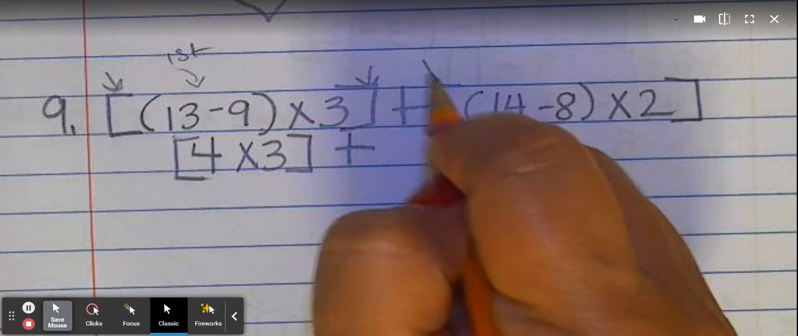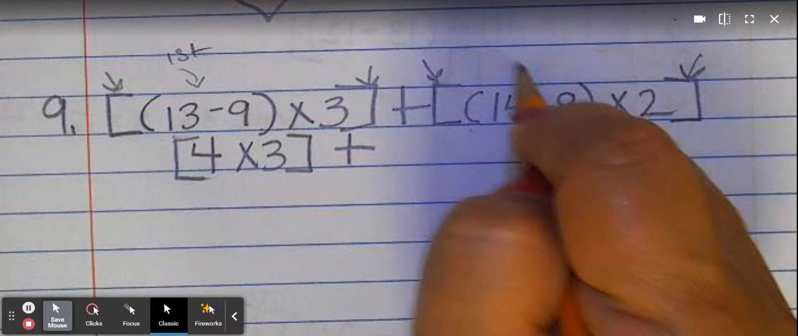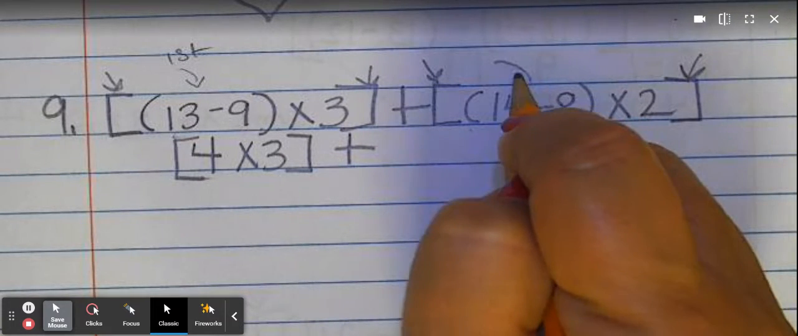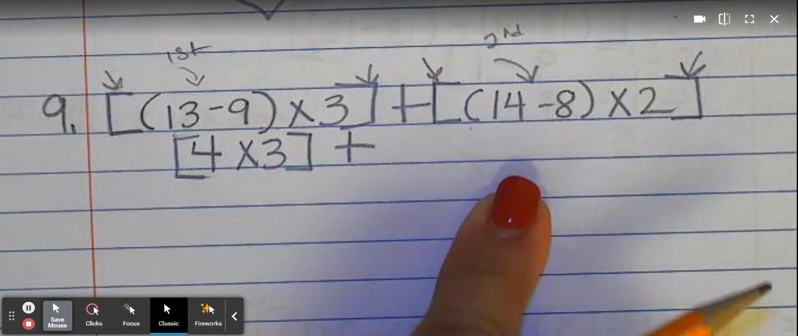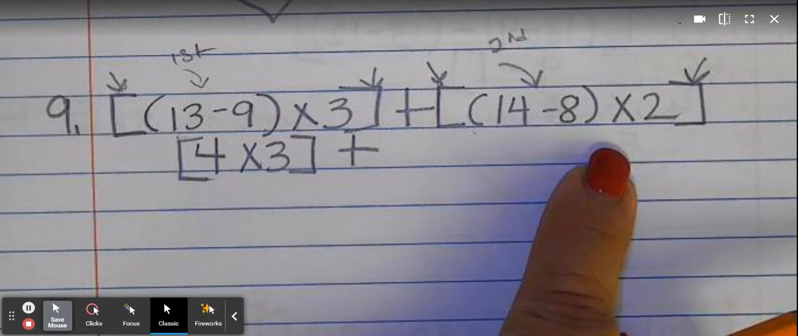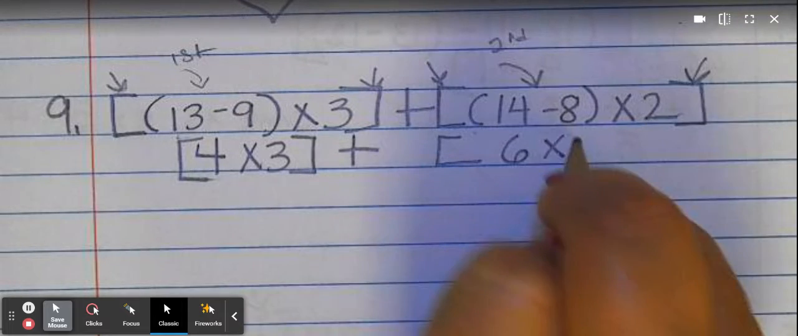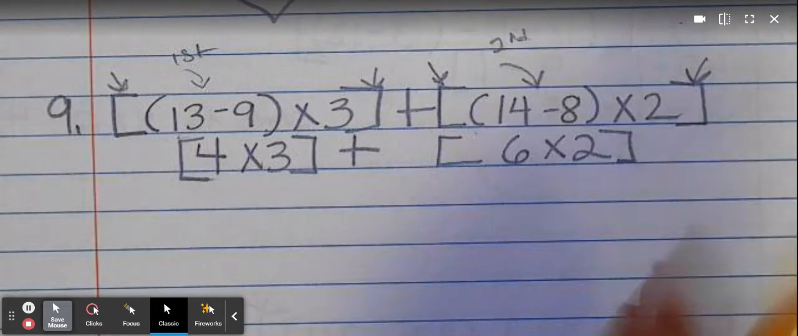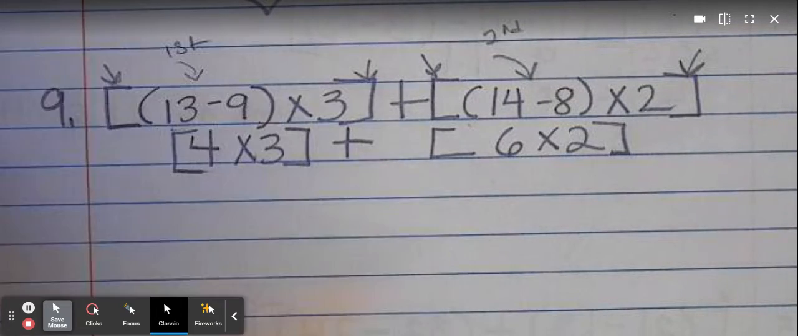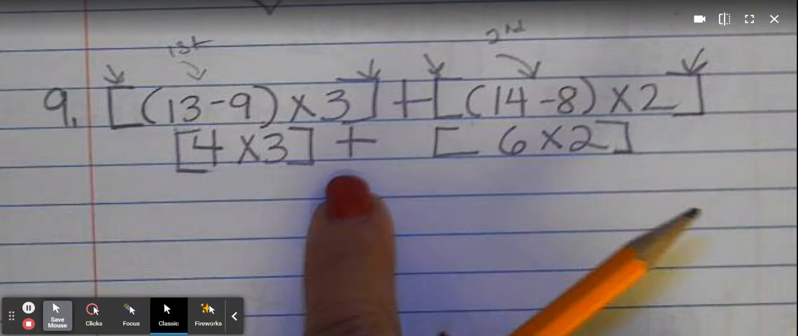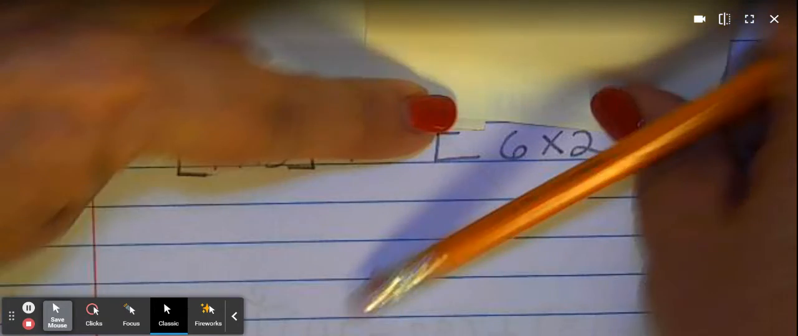plus, here's my next bracket. Inside my bracket, I see a parentheses. This is first. Well, this will be the second. Remember, you got to do everything in the parentheses first. So 14 minus 8 equals 6 times 2. Bring that down. Okay. Now I've simplified this long numerical expression, and now that's what it looks like. I'm going to go ahead and cover this up so it doesn't confuse you.